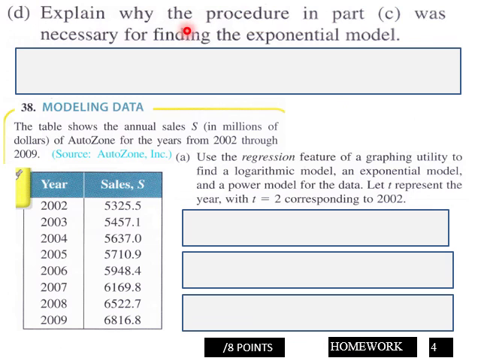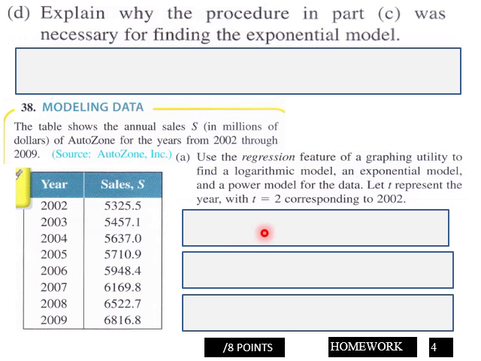Page 4, explain why the procedure in part C was necessary for finding the exponential model. This goes back to the previous page, which on your homework sheet will be on the other side. And then number 38, we got another data set. Use regression to find a log model, an exponential model, or a power model. Decide which one is closer to 1 in the determination. The determination number should be close to 1.